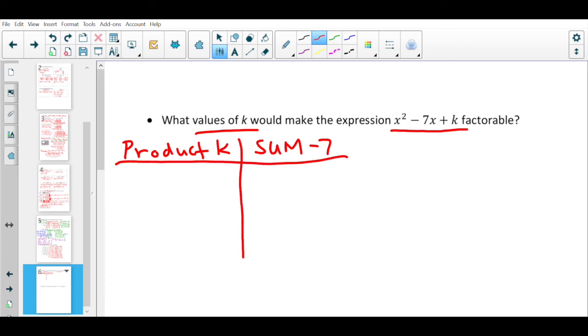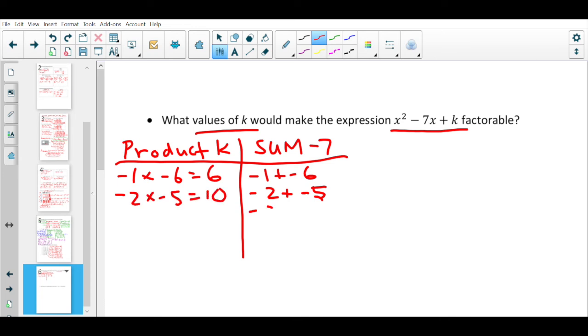Well, let's investigate. Pick two numbers that add up to negative 7. Let's keep it simple. Negative 1 plus negative 6. That's negative 7. What's negative 1 times negative 6? That is 6. Negative 2. Let's keep going. Negative 2 times negative 5 is 10. Let's keep going. Negative 3 plus negative 4. Negative 3 times negative 4 equals 12.